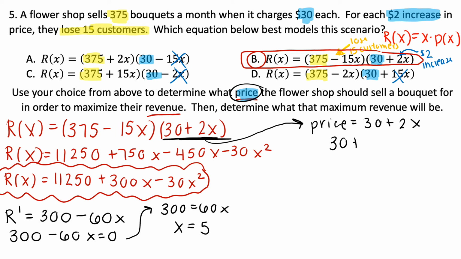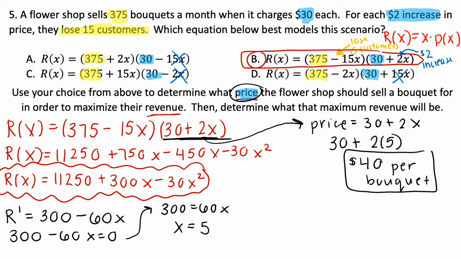So 30 plus 2 times 5 gives us 30 plus 10. This tells us that we should sell $40 per bouquet. And when we do that, what will our maximum revenue actually be?